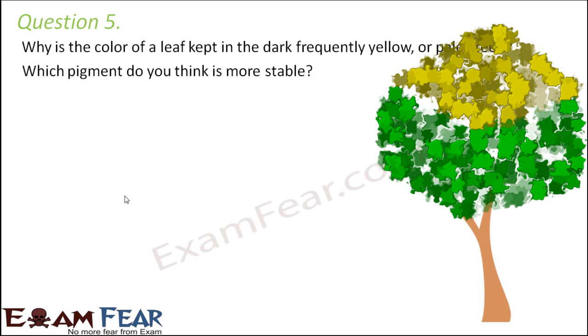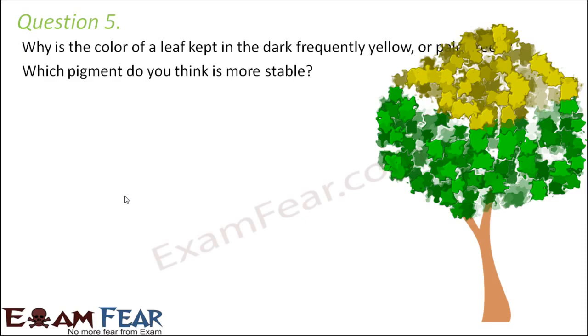Now the last question for this lesson. Why is the color of a leaf kept in the dark frequently yellow or pale green in color? Which pigment do you think is more stable? Okay. So if you keep a leaf in the dark, you do not expose it to a lot of sunlight. So what do you think will happen? When there is a lot of light, the pigment inside it will try to absorb the red and the blue regions. Which pigment will try to absorb that? Chlorophyll A. So in that case, the green will get reflected and that is why the leaf will appear green.